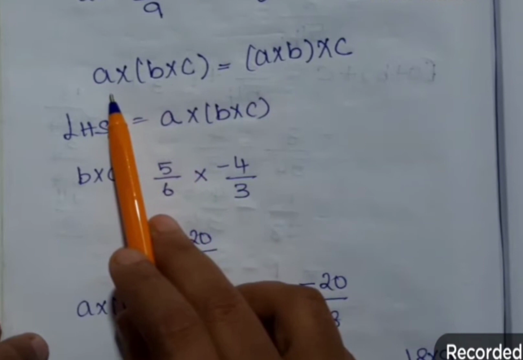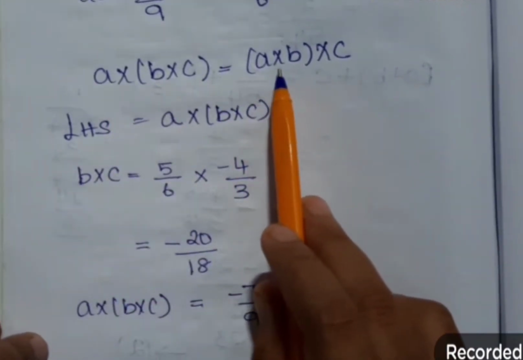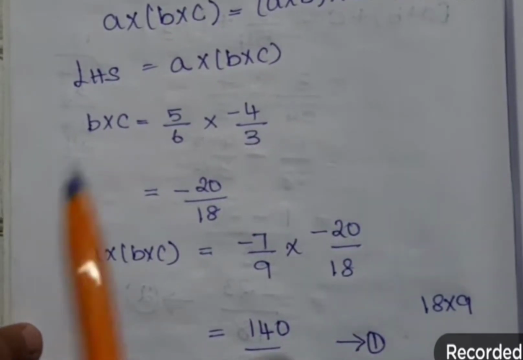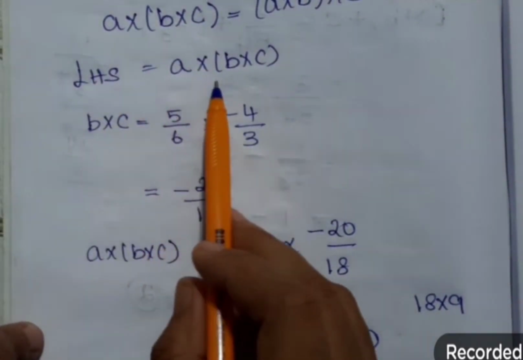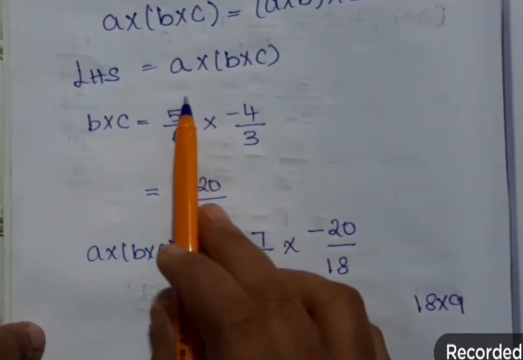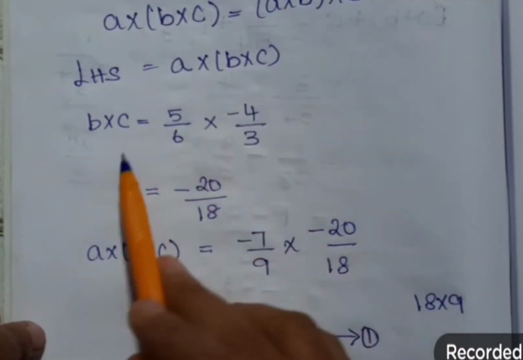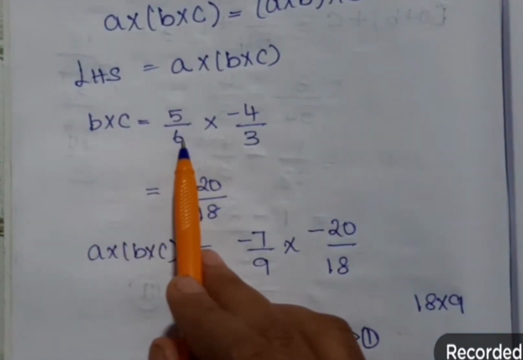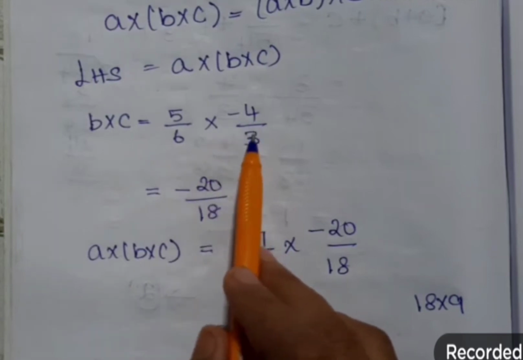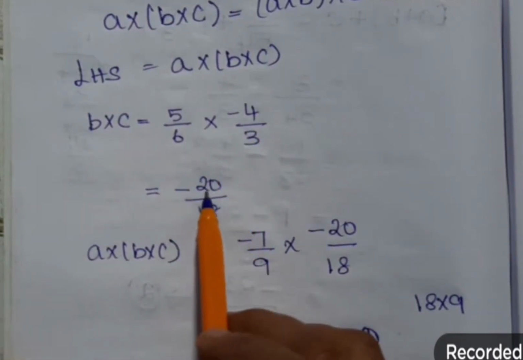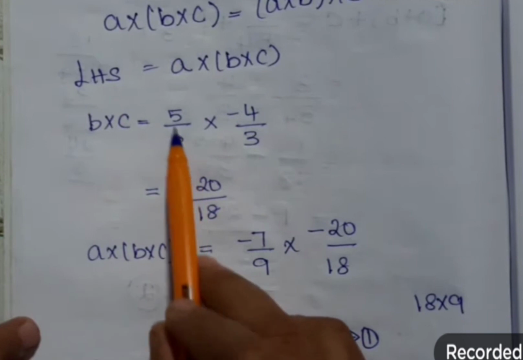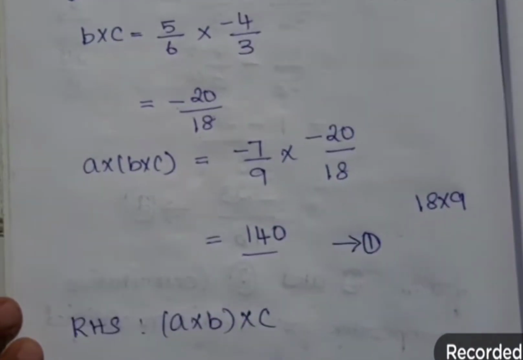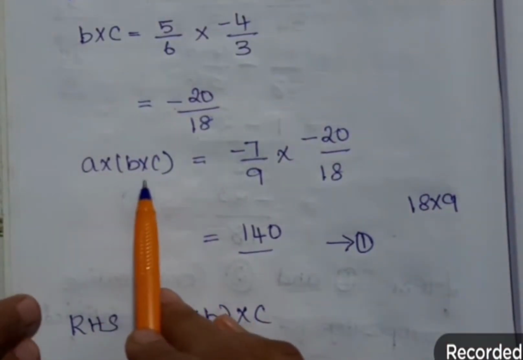First take the left hand side. LHS is equal to A into B into C. So first find the bracket value on the left hand side, B into C. B into C is equal to 5 by 6 into minus 4 by 3. Use common numbers to cancel this, or multiply, you get minus 20. 5 4s are 20, divided by 6 3s are 18. So B into C value is minus 20 by 18.